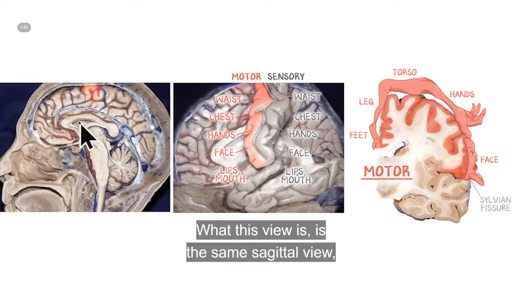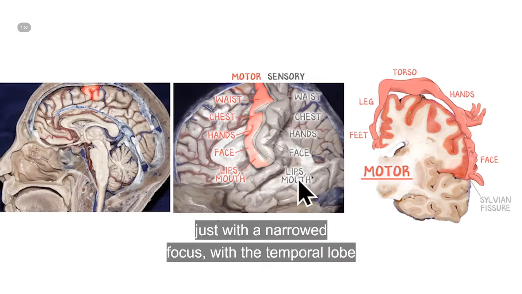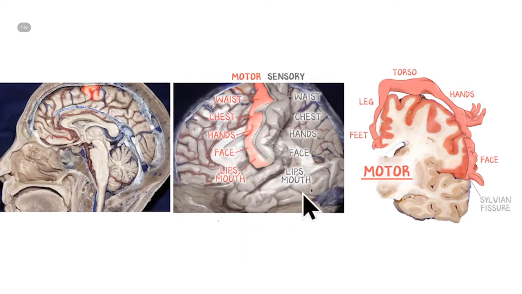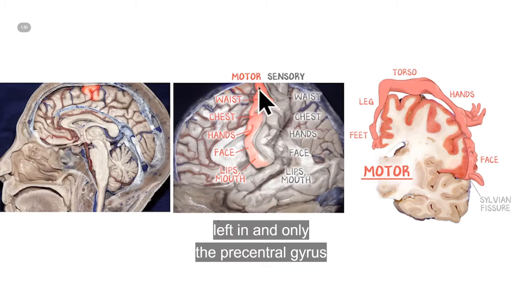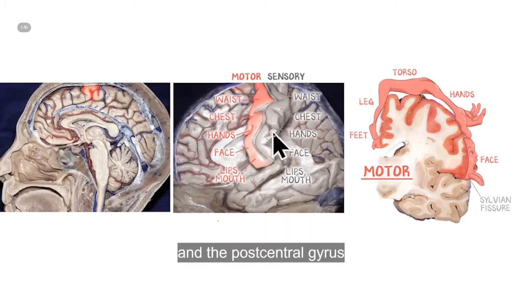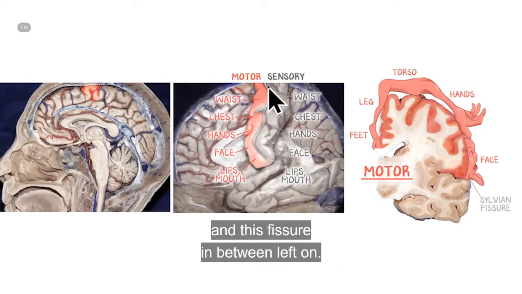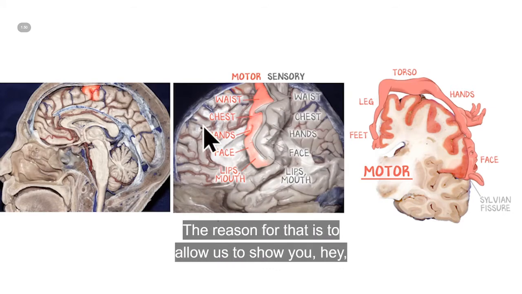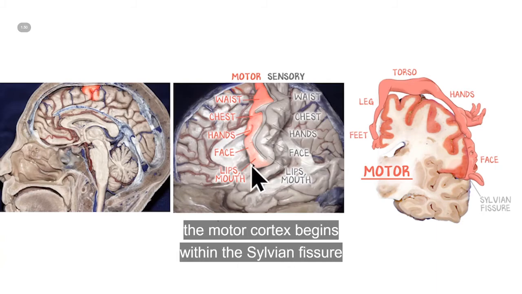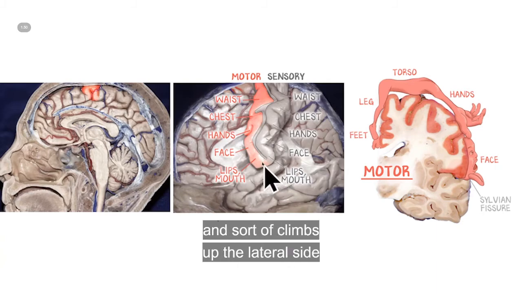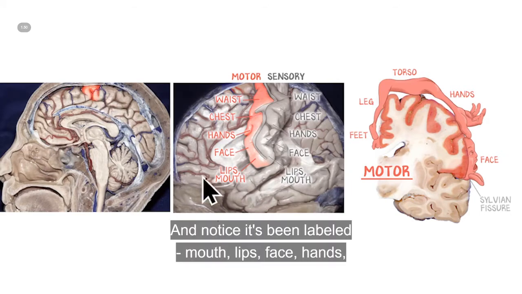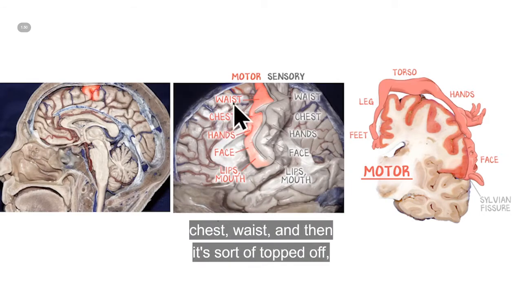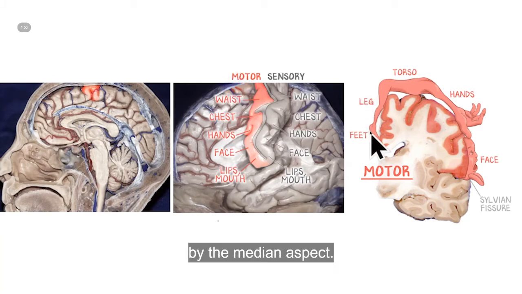This view is the same sagittal view, just with a narrowed focus, with the temporal lobe left in, and only the precentral gyrus and the postcentral gyrus, with the fissure in between, left on. Everything else has been dissected away. The reason for that is to show you that the motor cortex begins within the Sylvian fissure and sort of climbs up the lateral side and wraps over to the medial side. You'll notice it's been labeled mouth, lips, face, hands, chest, waist, and then it's sort of topped off because leg and torso are taken care of by the medial aspect.